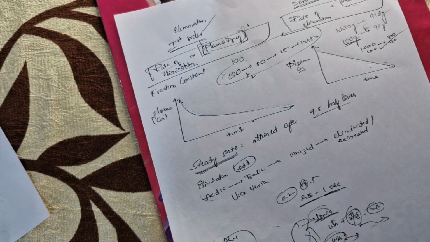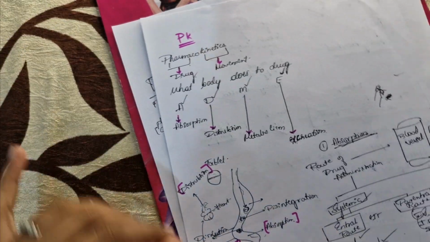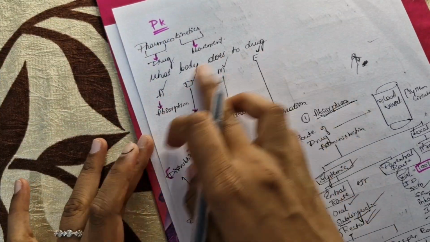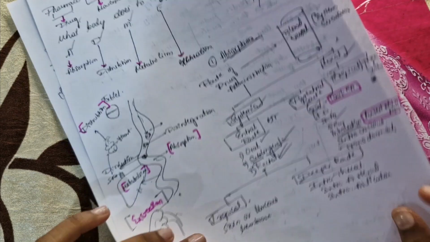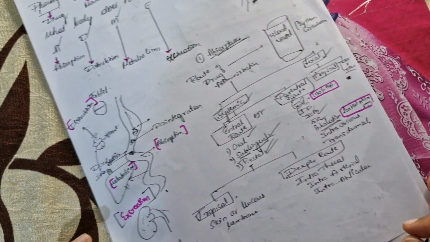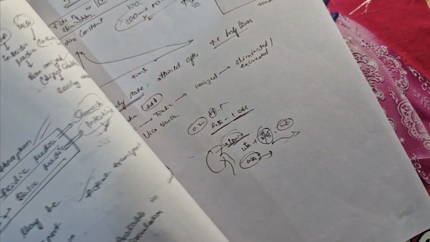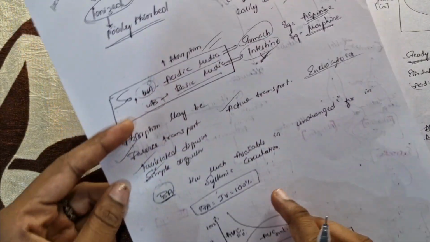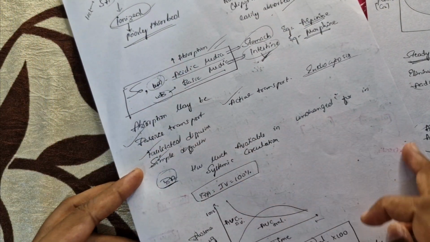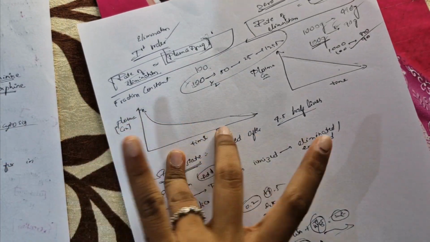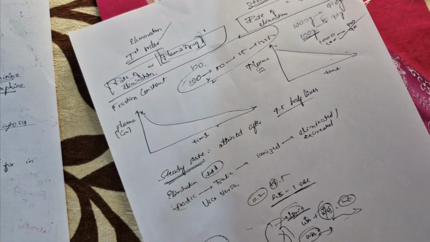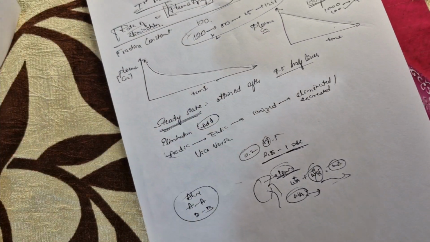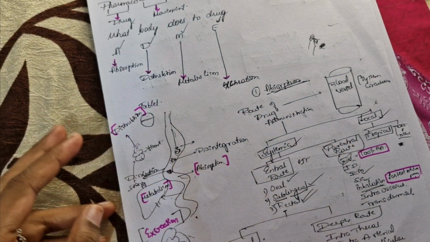This is all about pharmacokinetics. You learnt what the basic compositions of this are, how the route of administration works, the definition of absorption, the favorable conditions for absorption, and the modes of absorption. You learnt bioavailability, volume of distribution, first order and zero order kinetics, the difference between them, steady state, and then elimination. You learnt all this in this video.